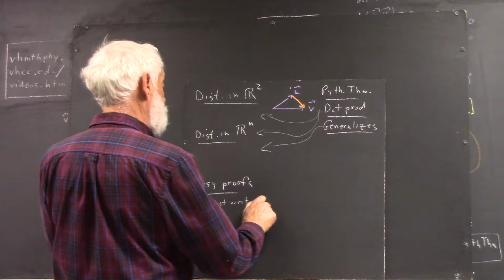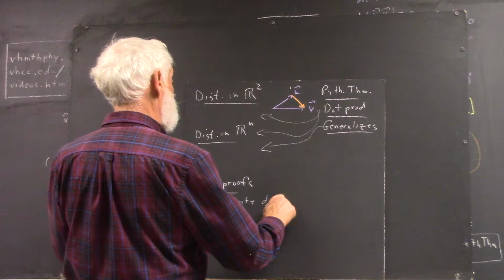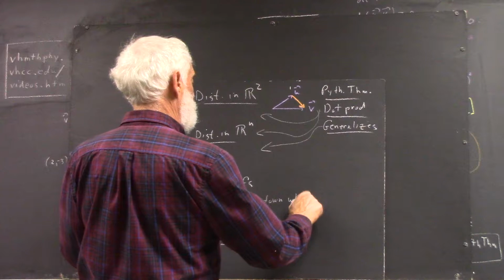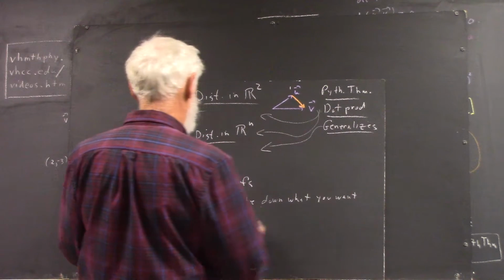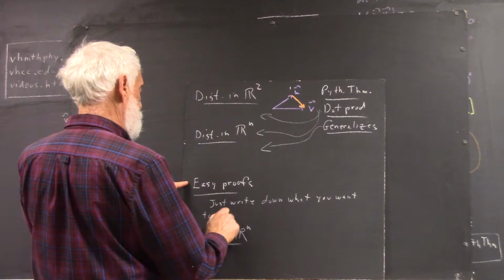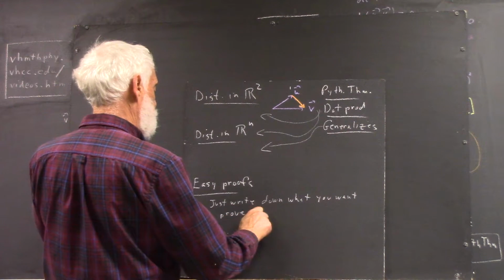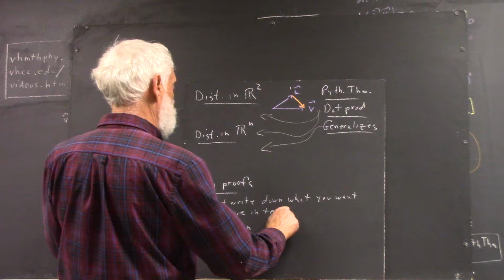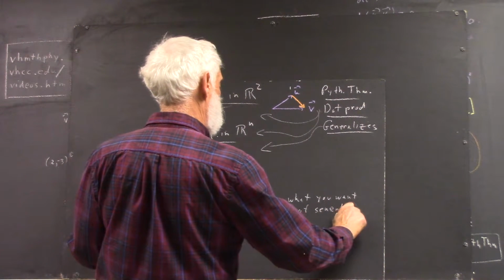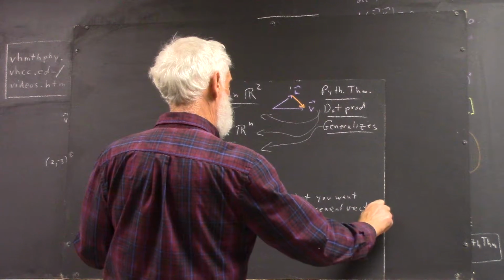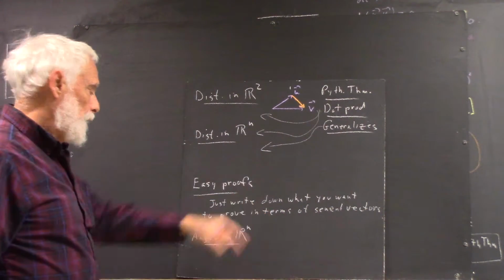Basically, just write down what you want to prove, in terms of general vectors. And we'll see what that means.